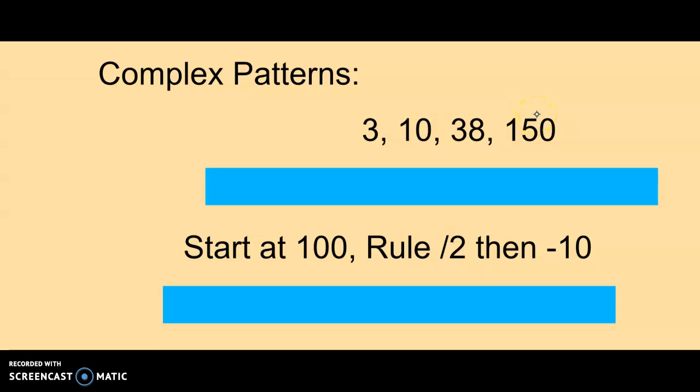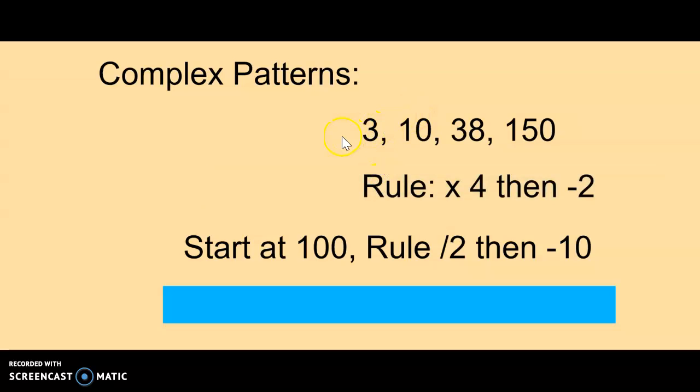So let's look at it as multiplication. 3 times something equals 10. Nope, that's not possible. The closest I can get is 3 times 3 is 9. So there must be something different here. So this is what a complex pattern could look like. This is a complex pattern rule. So I'm actually doing 2 steps to get the next number.